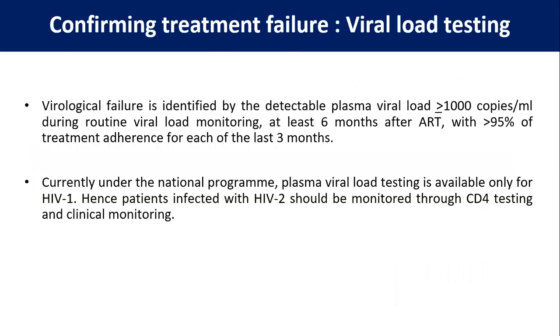Now, how do we confirm treatment failure? It is confirmed by viral load testing. If the viral load is more than or equal to 1,000 copies per ml during routine viral load monitoring, at least 6 months after initiation of ART, with more than 95% treatment adherence for each of the last 3 months prior to viral load testing, we call it a confirmatory test of viral failure. Currently, under the national program, we have viral load testing for HIV-1 only, but for HIV-2, we need to depend on CD4 testing and clinical monitoring.